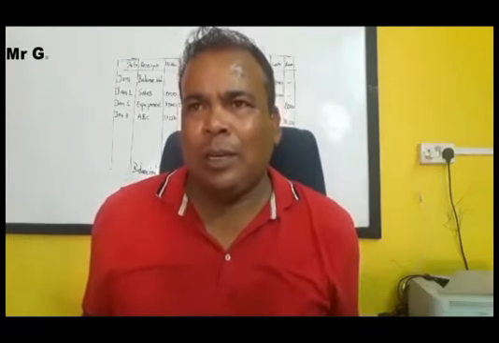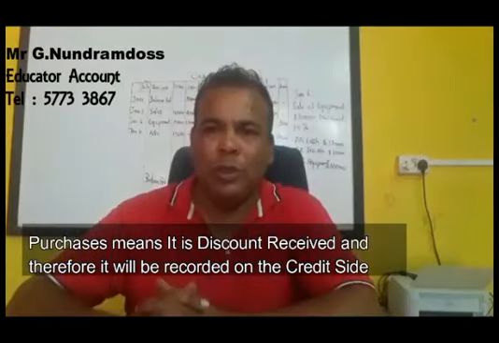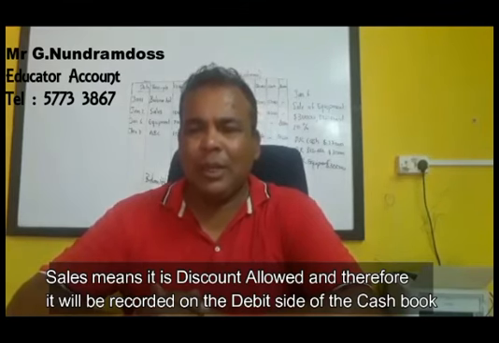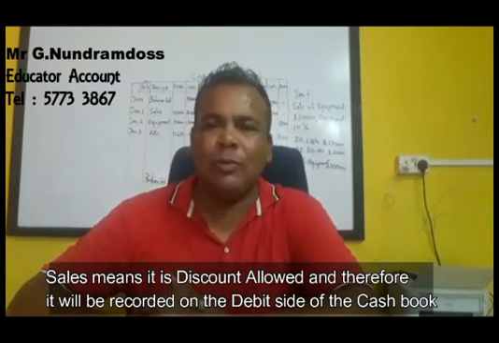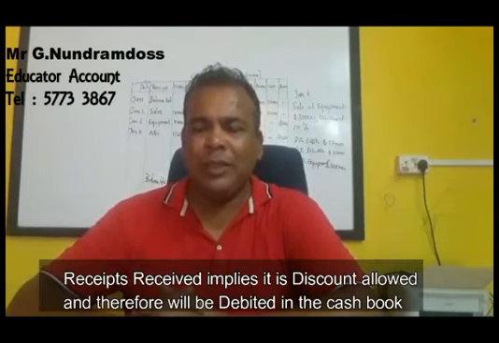So how are we going to recognize whether it is discount received or discount allowed? Very easy. If you see the word purchases, it implies it is discount received, and therefore it will be recorded on the credit side of the cash book. The word sales implies it is discount allowed. If it is discount allowed, it will have to be recorded on the debit side of the cash book. The word receipts, receive, implies it is discount allowed, and therefore it will be recorded on the debit side of the cash book.